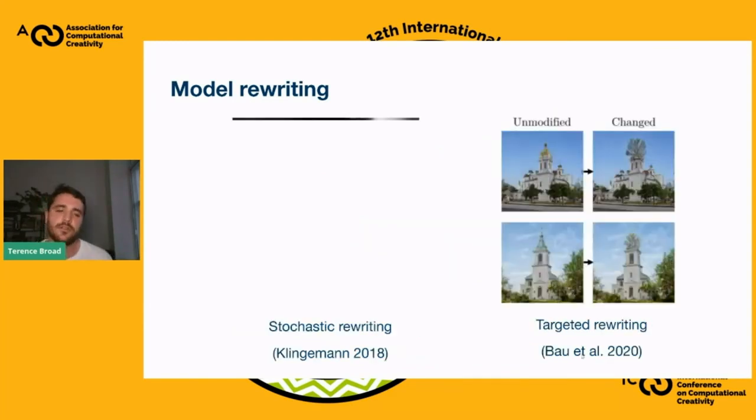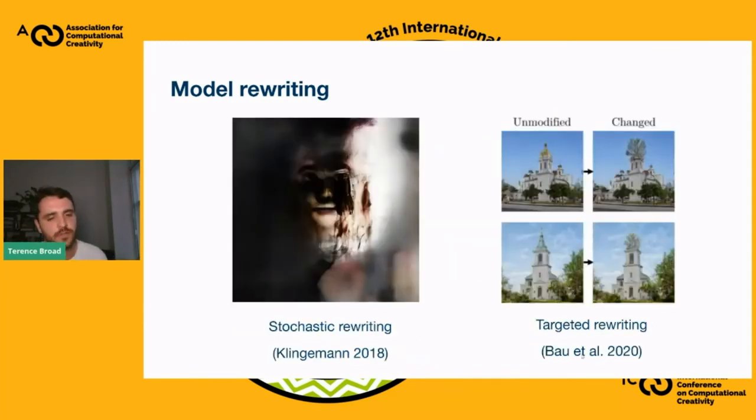We've broken this down into 2 different approaches. The first is stochastic rewriting. Mario Klingemann, in a series of artworks called Neural Glitch from 2018, took pre-trained models and started to manipulate the weights. He would delete them, swap the values around or invert them and then see what it produced. And he produced these very compelling images. You can also do this in a more targeted fashion.